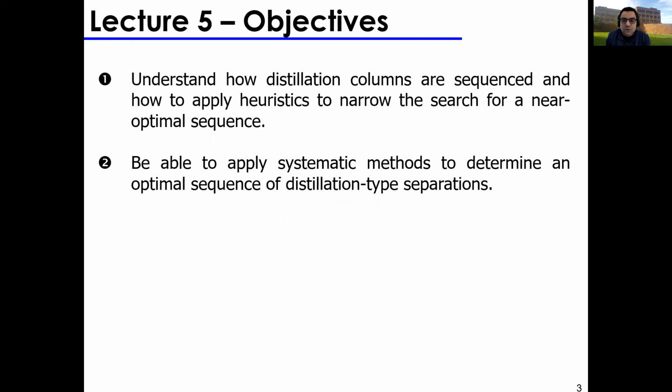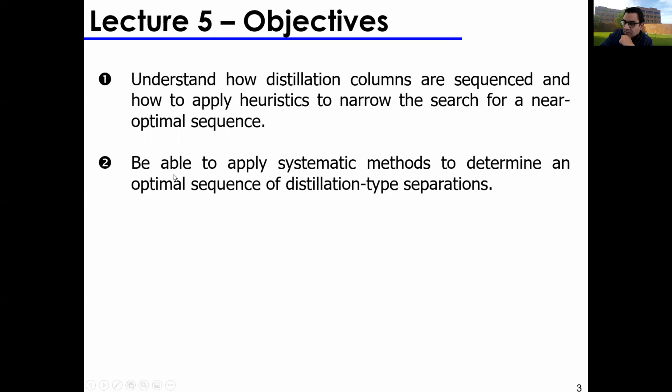So the objectives here are to understand how distillation columns are sequenced and how to apply some heuristics to narrow your decision making when trying to find a sequence, right? You also need to be able to apply systematic methods to determine the optimal sequence for distillation type problems.